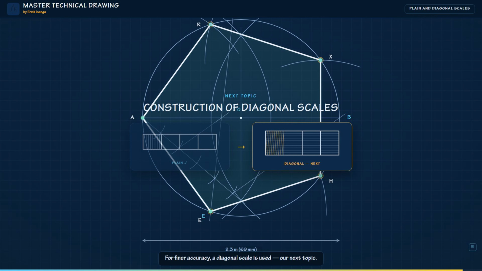A plane scale provides a main unit and one smaller subdivision. When a finer degree of accuracy is required, a diagonal scale is used. The next lesson will explain and construct diagonal scales.